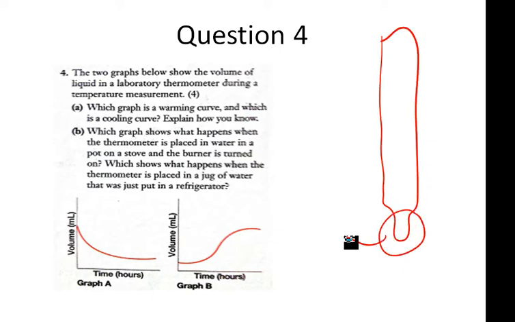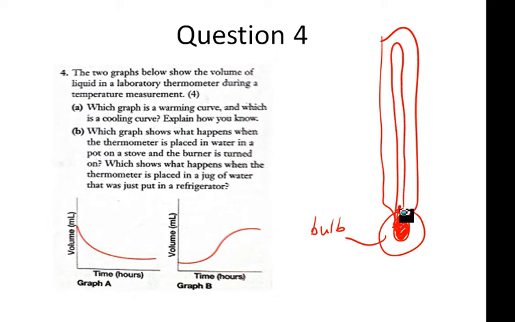here's the bulb. That's kind of the brain. Okay, that's the bulb of the thermometer. And we have liquid alcohol in it. And we have a little bore, little tube inside. As the thermometer heats up, the liquid alcohol starts to expand and it rises. Okay, the volume of the alcohol rises. So that would be like what's going on here. Graph B is heating up.